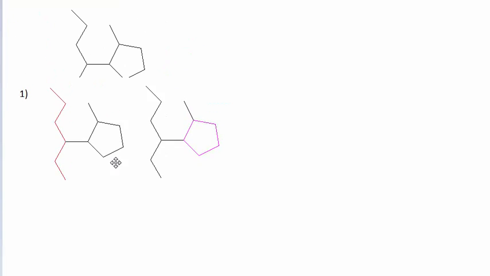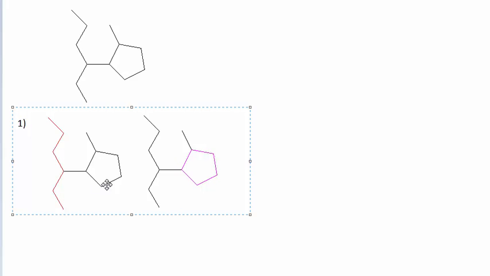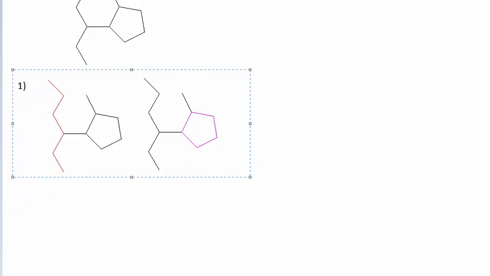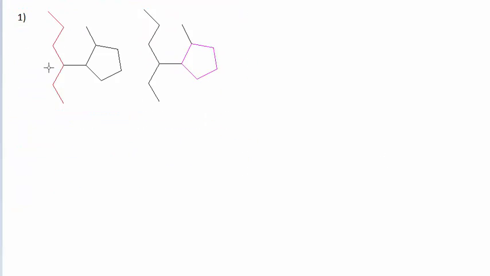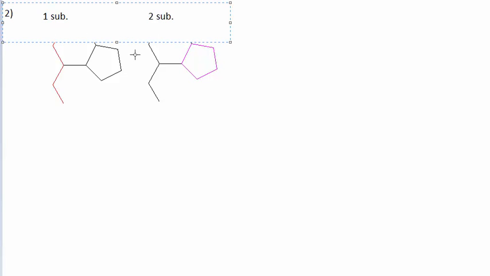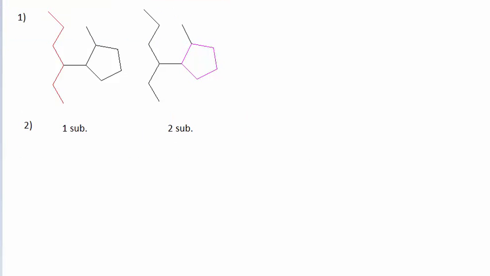Once again, identify possible parent chains. It's either going to be this straight chain over here or this cyclic part over here. This has one substituent, this has two substituents, so this wins. We're going to name it as a cyclopentane.